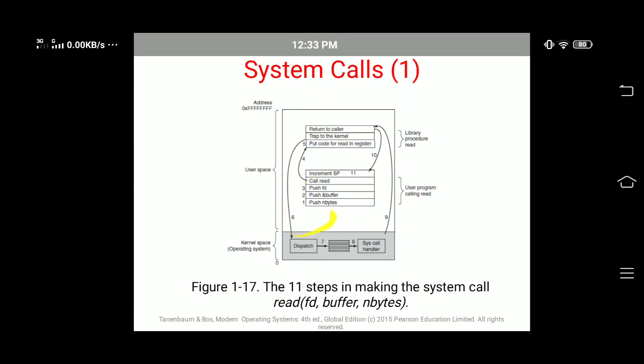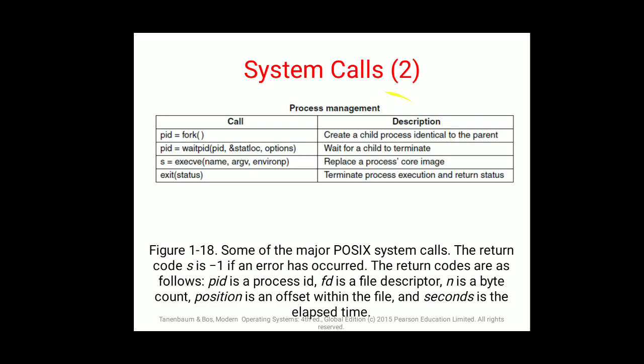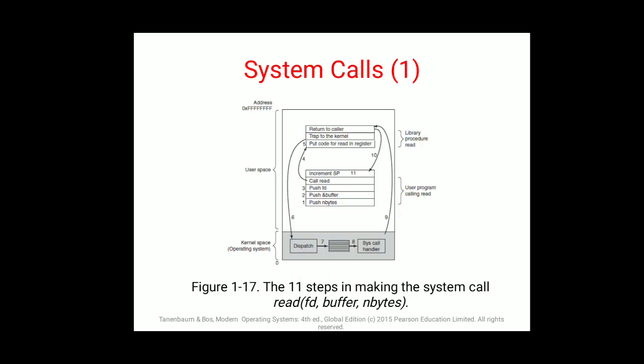Moving on with the diagram, we can go with the numbers as they are considered. One is user space and one is kernel space. Kernel space is where your operating system resides, and user space is where the functioning is done for further processing. The 11 steps are for making the system call read, only for the read function.